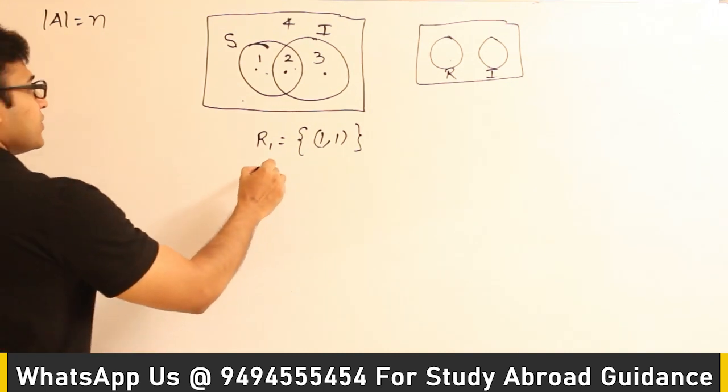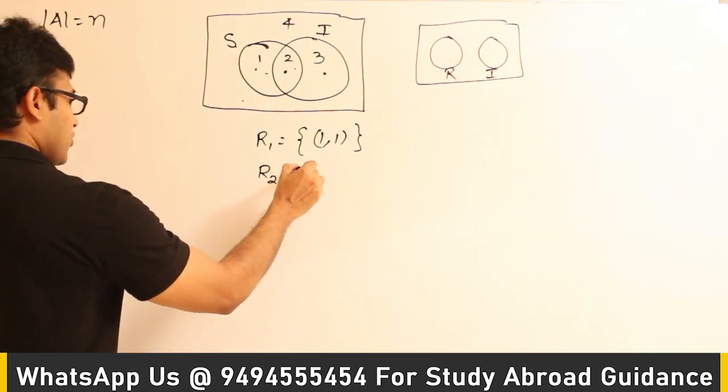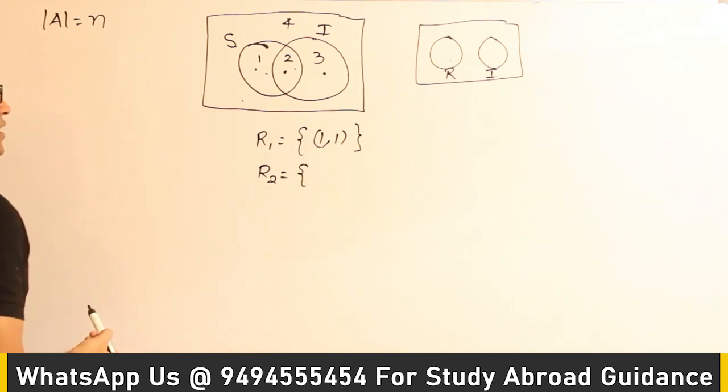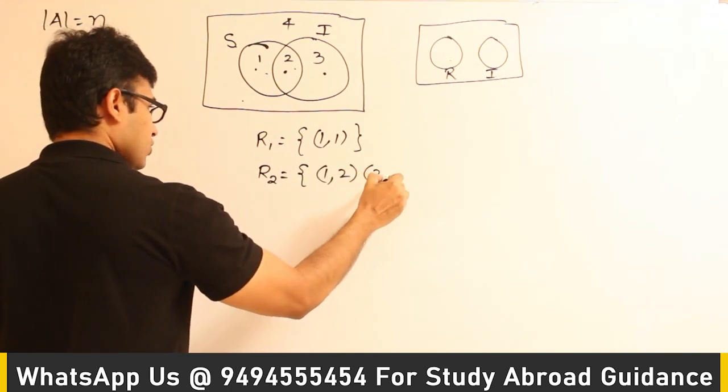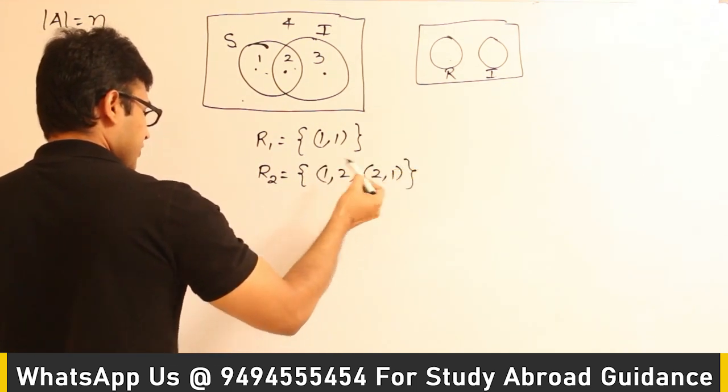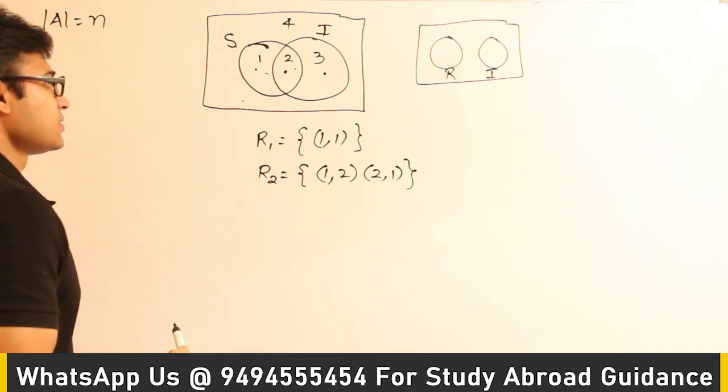If there is at least one relation existing, which means I want to find some relations which are symmetric and irreflexive. Let us say 1 comma 2 and 2 comma 1. Now this is symmetric, isn't it? As well as this is irreflexive.